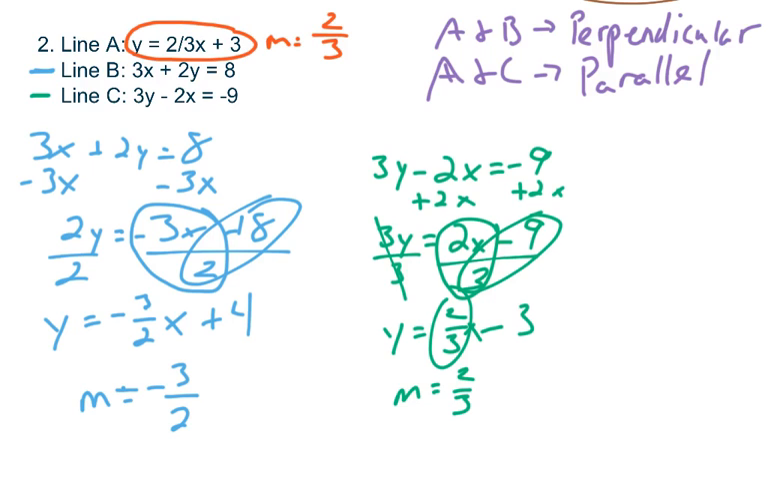And then we can say something about B and C, because the slopes are opposites and reciprocals, we can say that they are also perpendicular. Hopefully I can fit it. There it goes. Okay, so we can say that A and B are perpendicular, A and C are parallel, and B and C are also perpendicular.